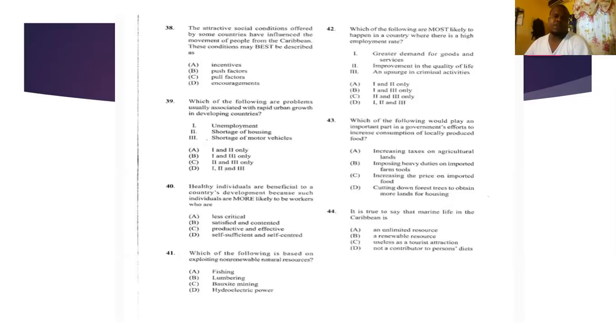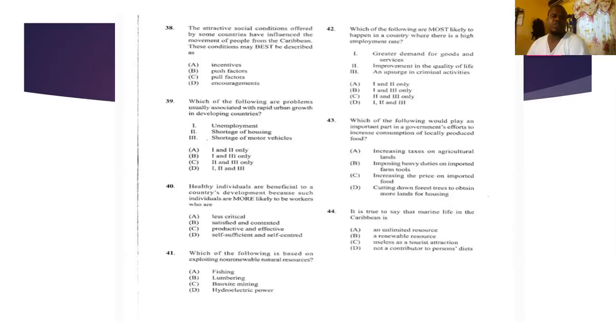39, which of the following are problems usually associated with rapid growth in development? Rapid urban growth in developing countries. What comes as a result of rapid urban growth in developing countries? 1, unemployment. 2, shortage of housing. 3, shortage of motor vehicles. Shortage of motor vehicles not related to rapid urban growth, right? So it's 1 and 2, unemployment, shortage of housing. So the answer for 39 is A.